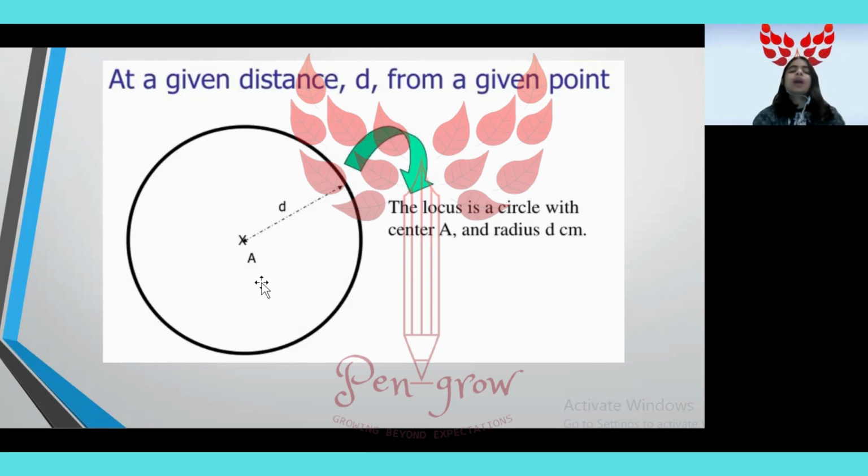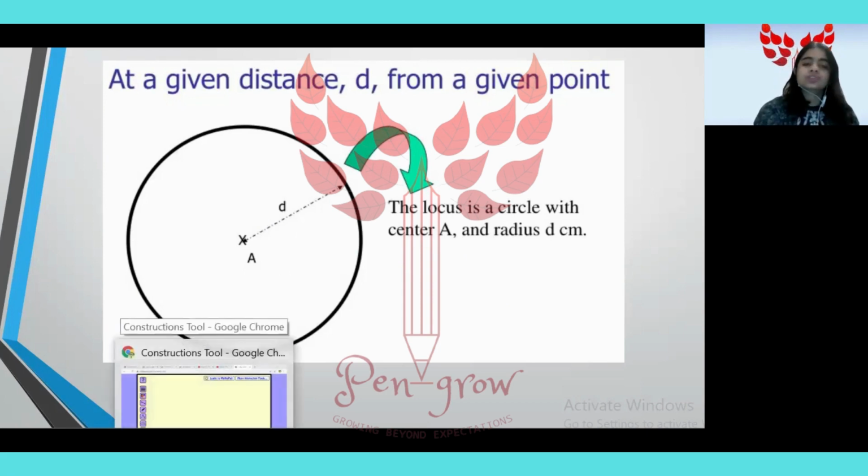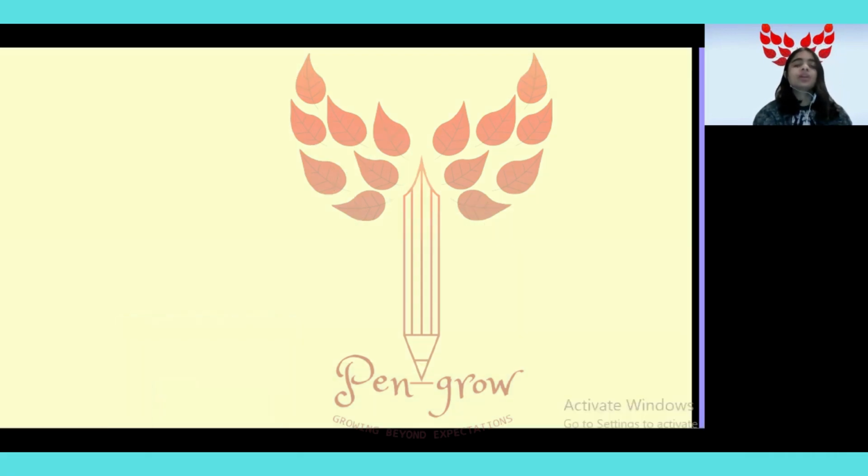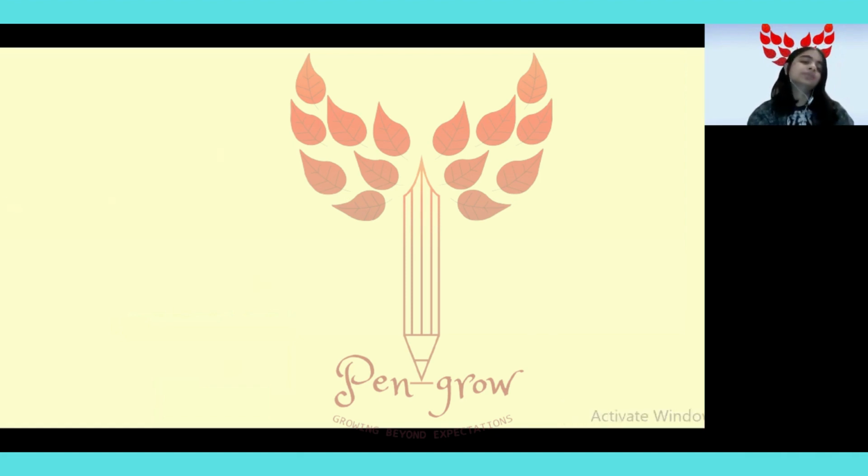Okay, so I will even be showing you this from the construction point of view, and let me do that. So as you can see, let's say our question says to make a locus of 6 centimeter from a given point O, right?